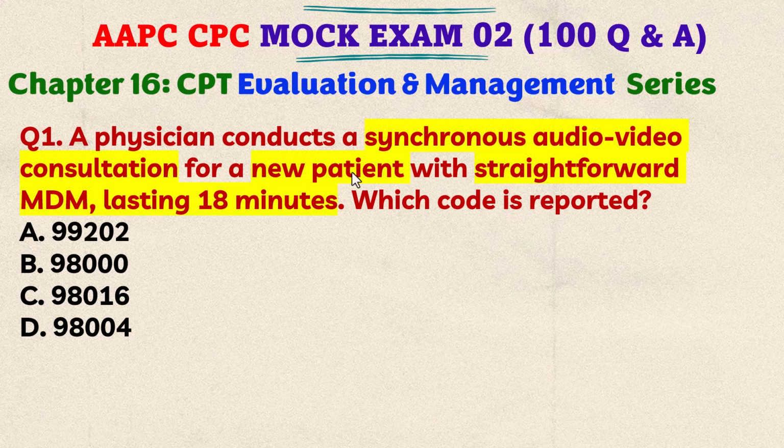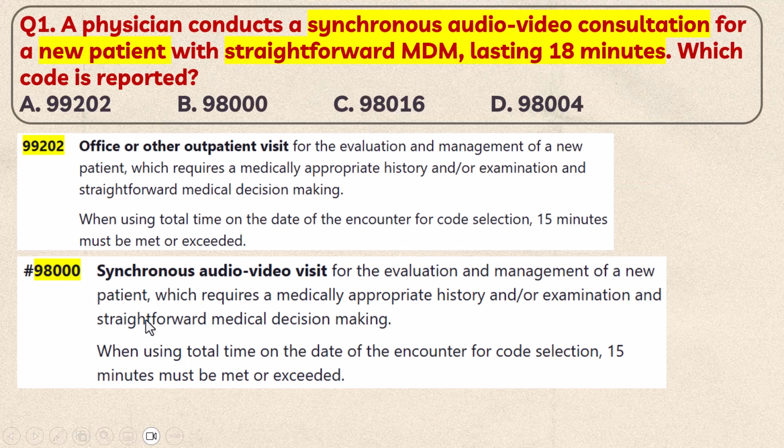Here you have to highlight that this is a synchronous audio-video consultation, which is a telemedicine service. New patient, straightforward MDM lasting 18 minutes. When you look at the answers, all are adjacent codes, so you can use the elimination method for the exam. 99202 is office or other outpatient, so that is not possible. Code 98000 says synchronous audio-video visit for the evaluation and management of a new patient which requires a medically appropriate history and examination and straightforward medical decision making.